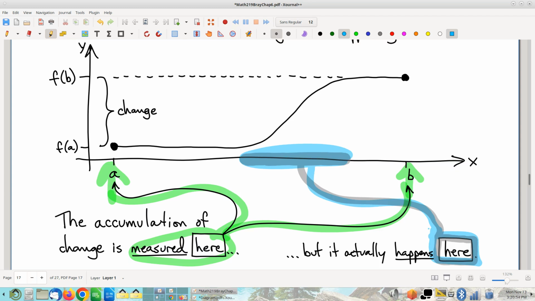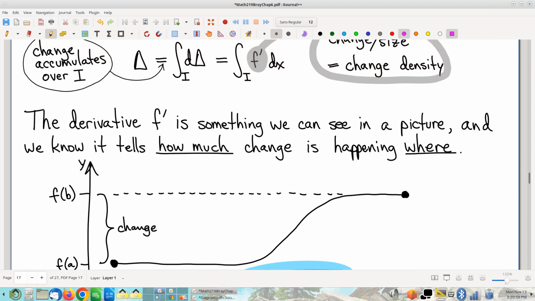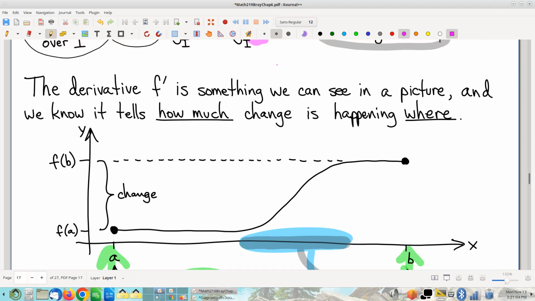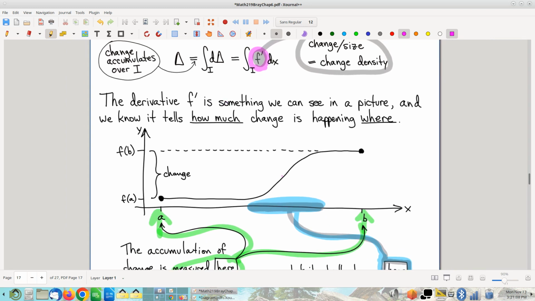And furthermore, that the integrand, the derivative in this case, is telling you explicitly where and how much, right? It is specific. Let me zoom. Here we go. It is specifically because that derivative, aka the integrand, aka the change density, is positive that you can see that's where change is actually happening, right?